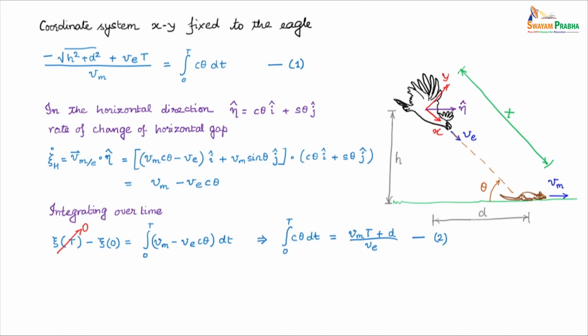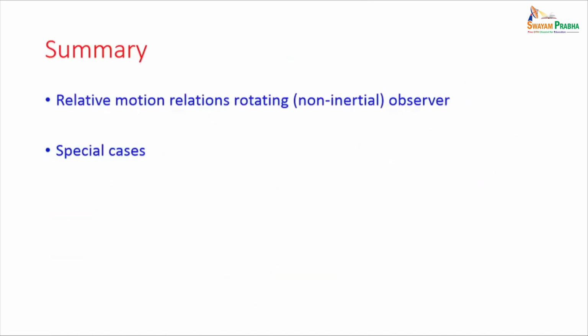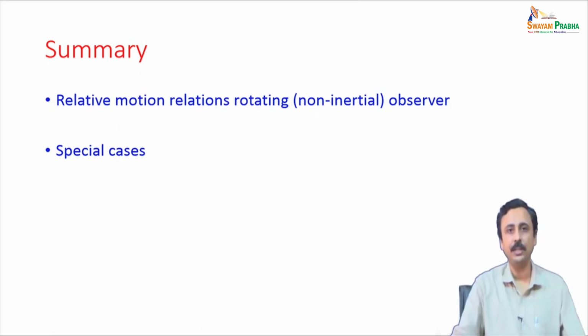Now, you compare equations 1 and 2. You have this integral sitting on one side in both, therefore they must be equal, and from there I can solve for the time to catch the mouse. So, this was an interesting example application of the kinematics. To summarize, we have looked at relative motion in rotating frames and we have discussed some examples. An interesting example was that of the eagle catching the mouse. With that, I will close this lecture.